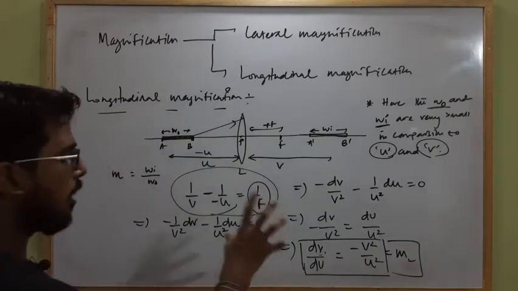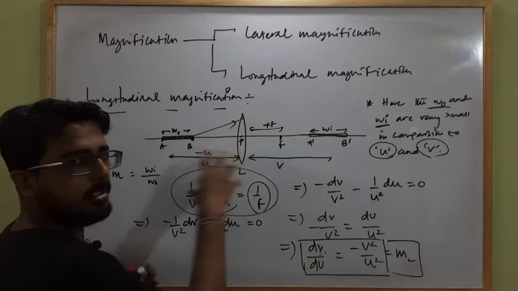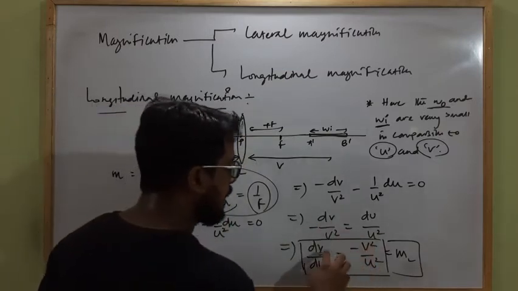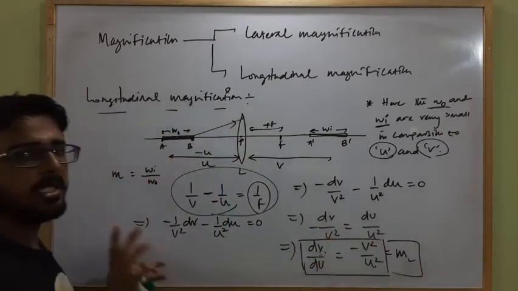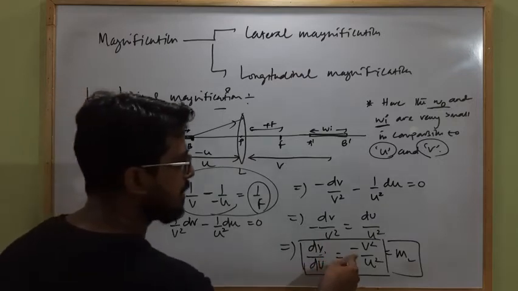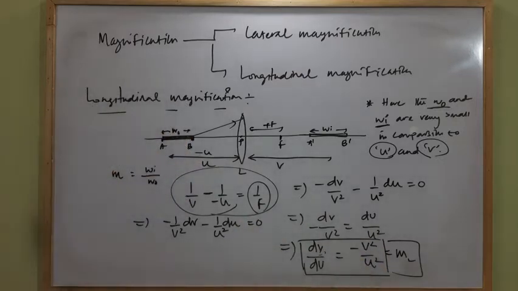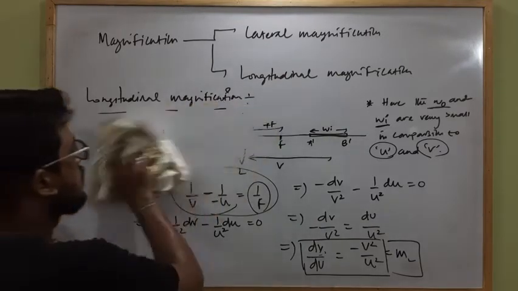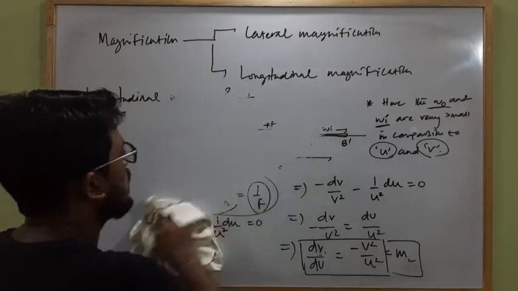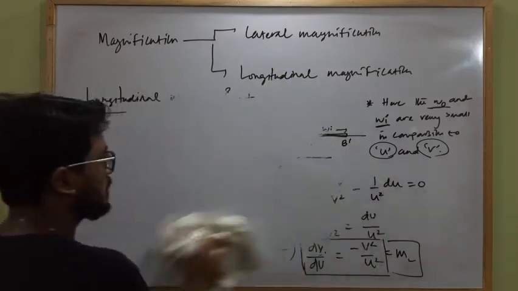Clear? And while solving numericals, you have to put v, u, dv and du with proper sign convention. This negative sign is the sign of the formula. Clear? So next, we are going to study the combination of lenses.